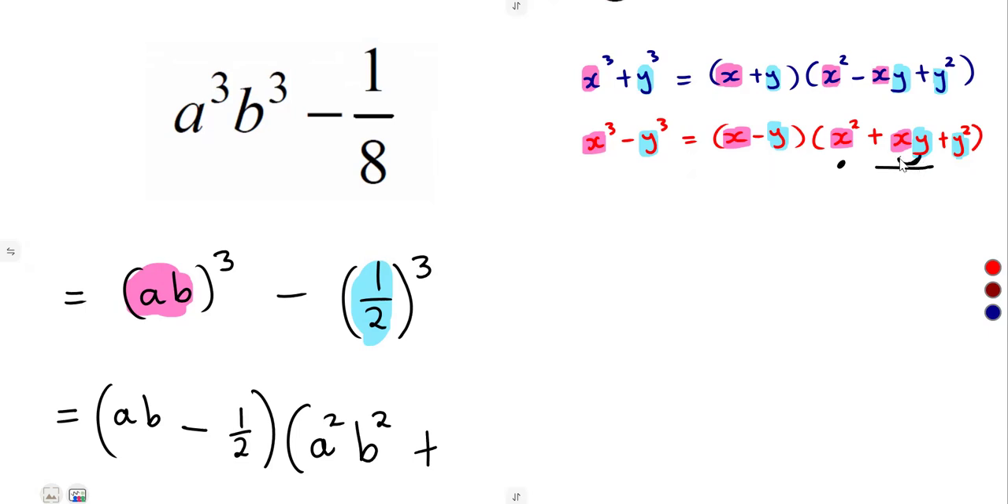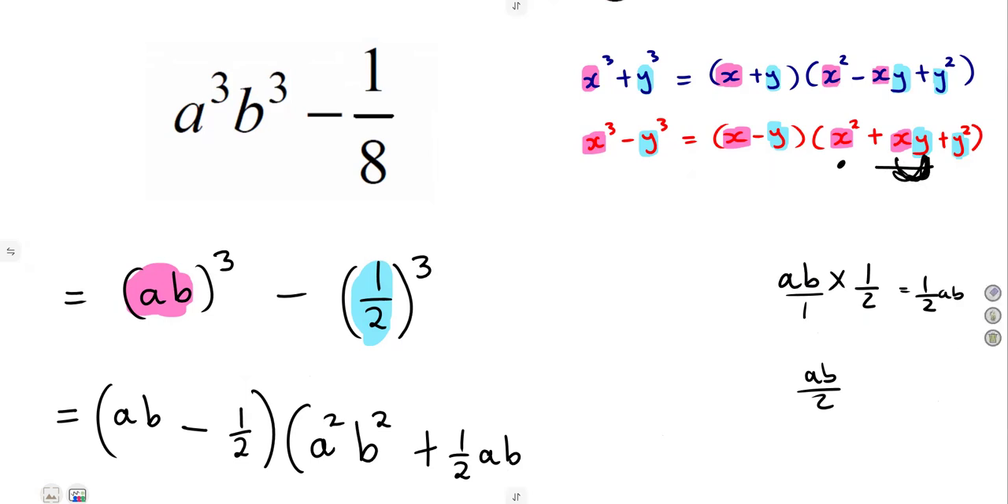the product of the first and last term, the product of the first and the last. So our first term is AB times the last term is 1 over 2. So if I multiply this, I'm going to have what? 1 over 2 AB. All right, this is same as over 1, so it's just AB over 2. So it's same as half of what? Half of AB. So that is the product of the first and last term. So this is what we have.